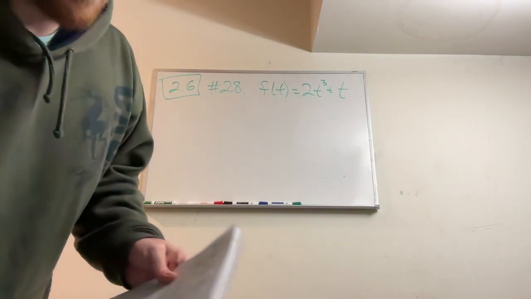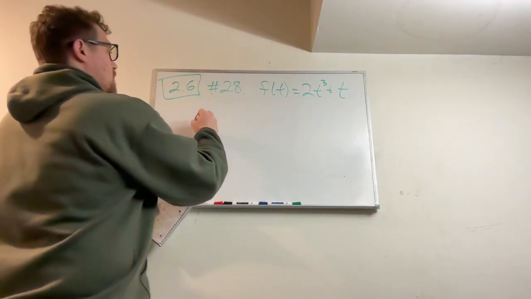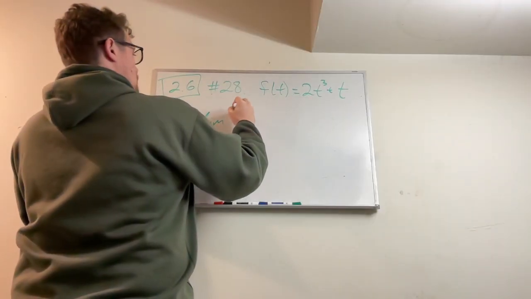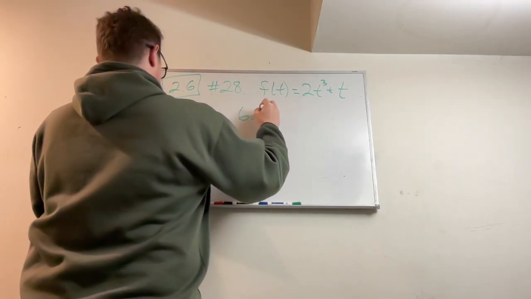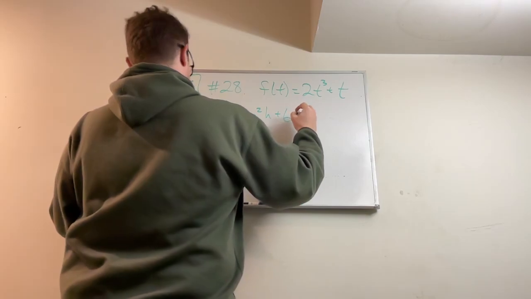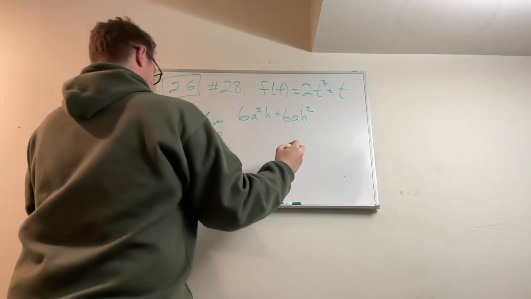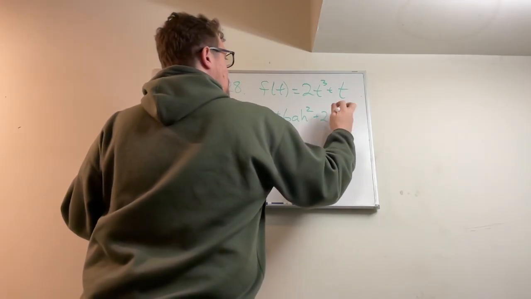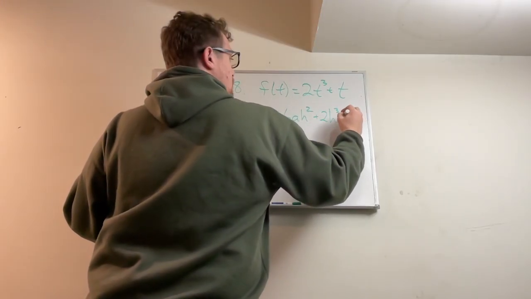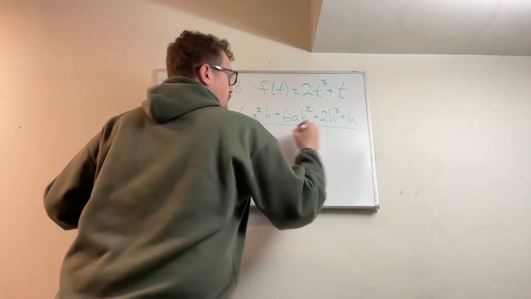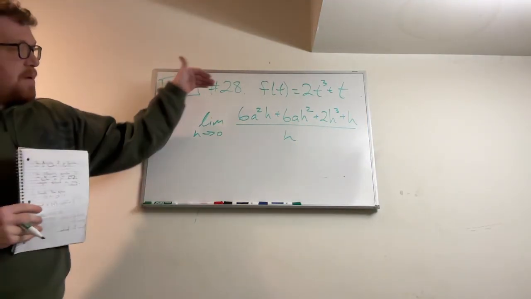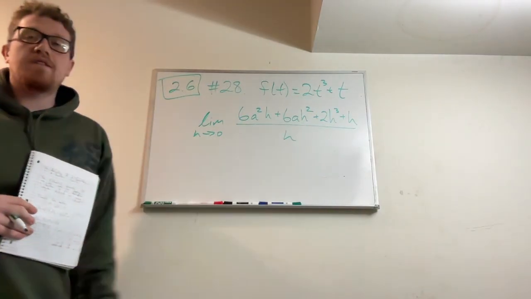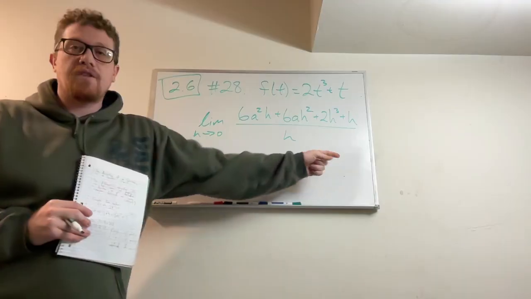All right, so we had a couple things that canceled. Everything that was left was right here. We have 6a squared h plus 6ah squared plus 2h cubed plus h, all divided by h. So we had a couple things on the top that canceled. There was a 2a cubed, I think, that canceled with a minus 2a cubed, and then we had an a that canceled with a minus a.